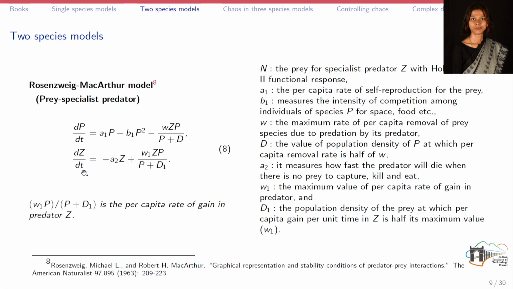The second equation is the change in the predator population with time. This is equal to minus A2 Z, due to the predator being the specialist type. So there is a decay in the predator population due to the absence of its favorite food, and there is a growth in the predator population due to predation of its favorite food P. Here D1 and D are the half saturation constants. So this is another model which is extensively studied in ecology.